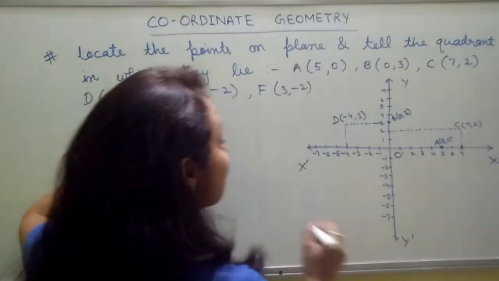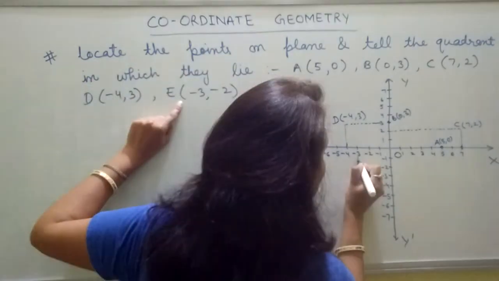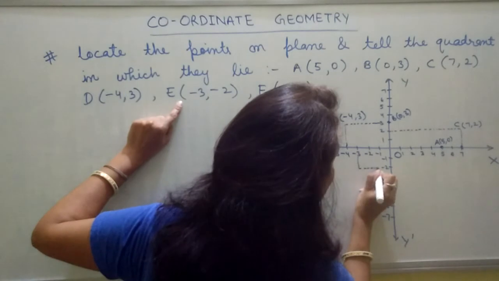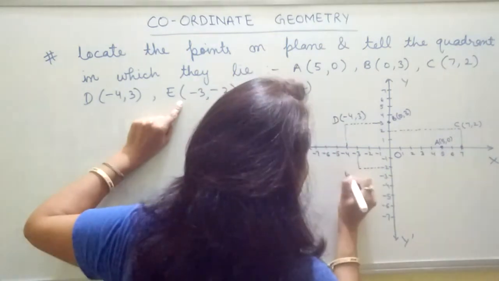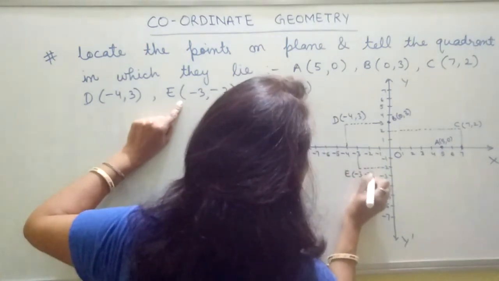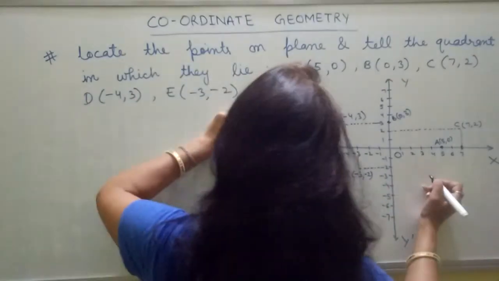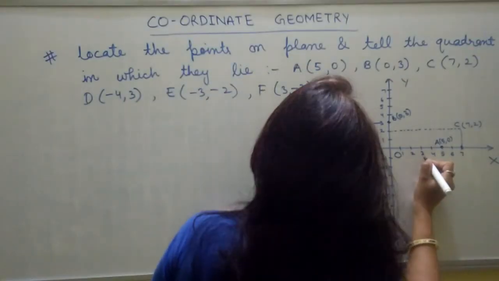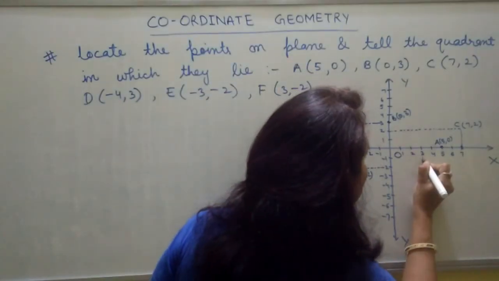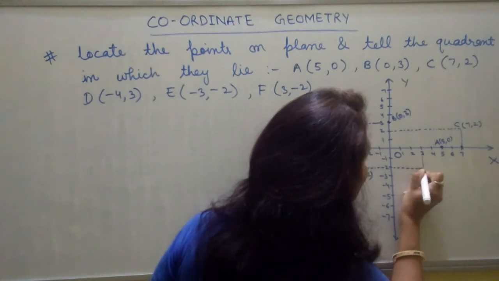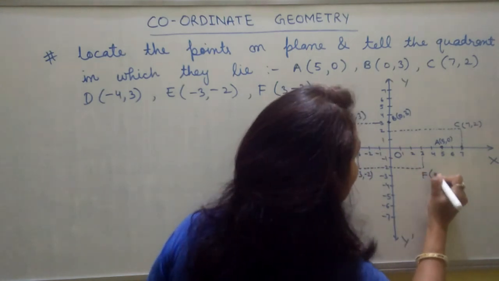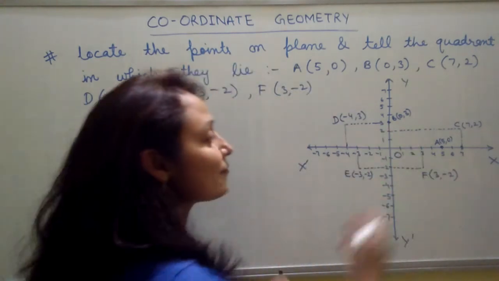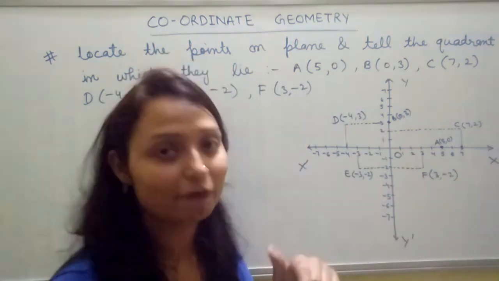E is minus 3, minus 2. This is minus 3 and this is minus 2. That point is E, minus 3 comma minus 2. This is point F, 3 comma minus 2. So x is 3, y is minus 2. So this is point F. In this way we can plot the points on the graph paper.